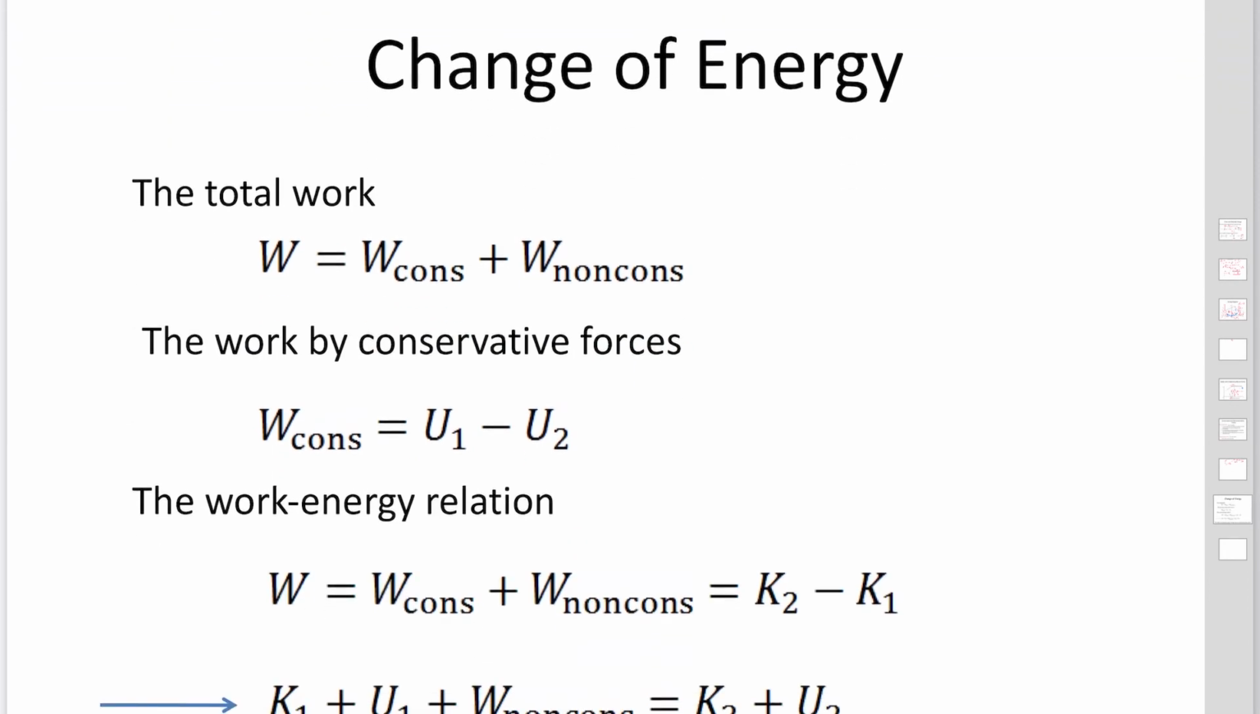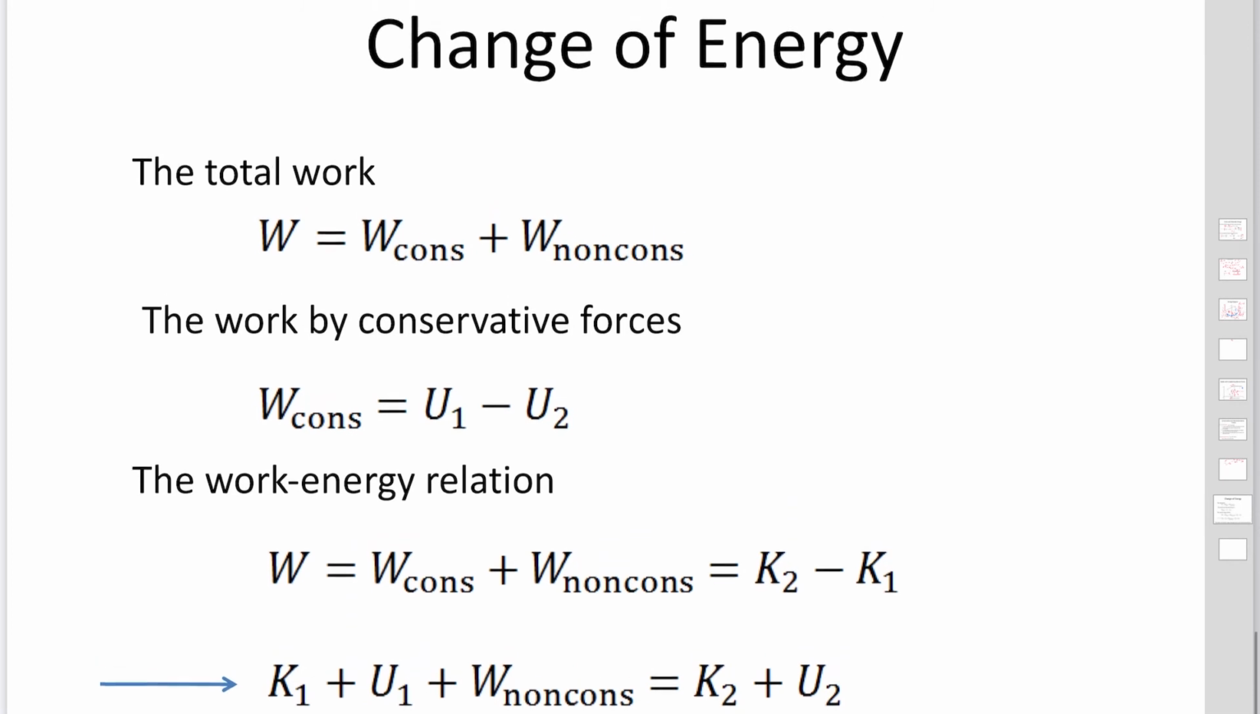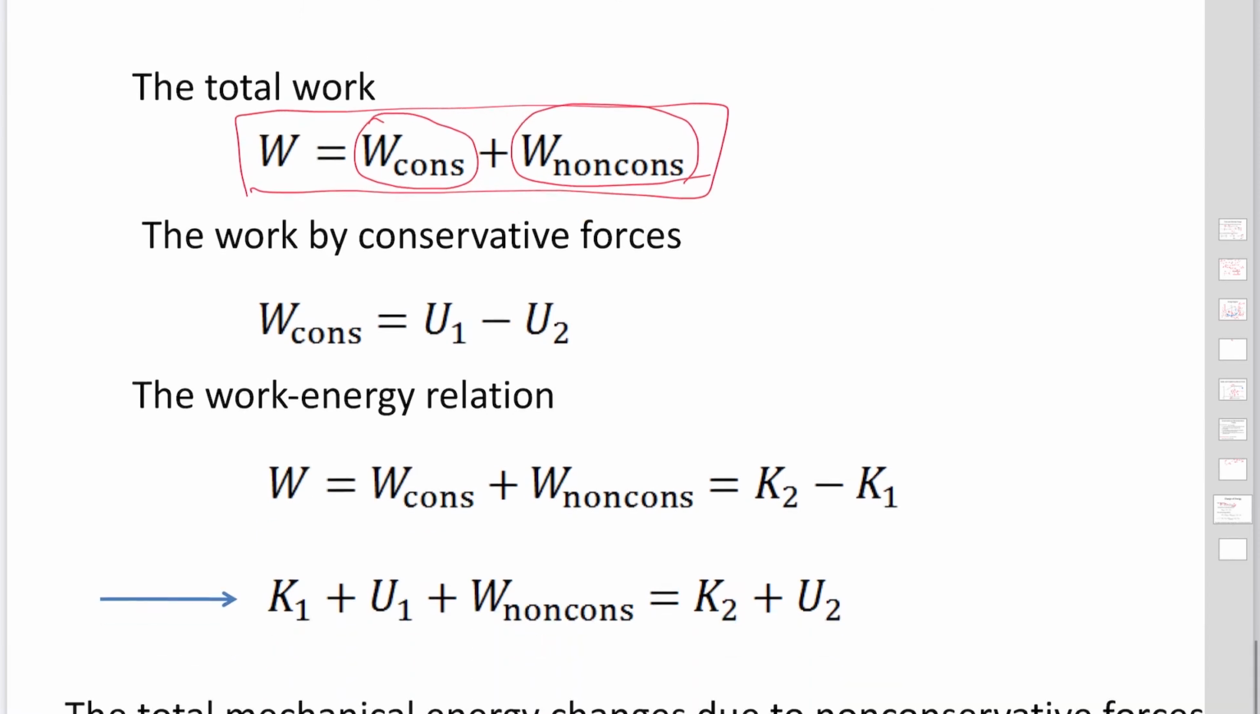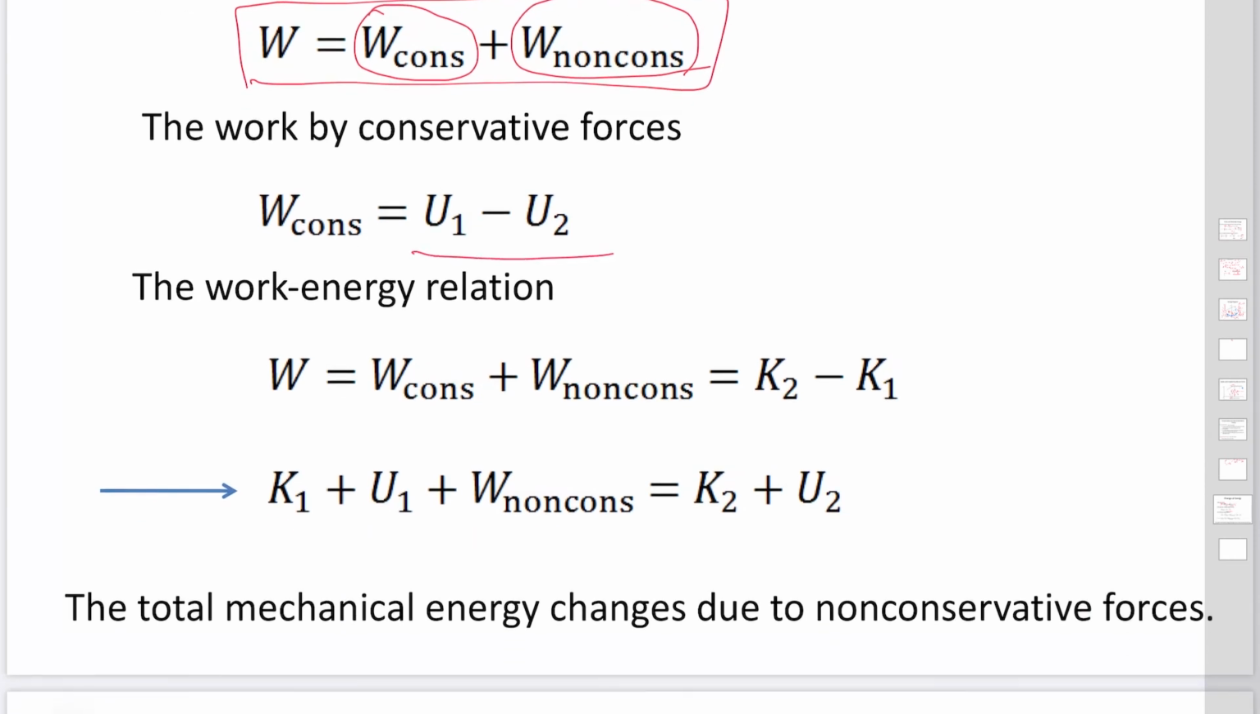Then, the change of energies. The total work done by the conservative force and the non-conservative force can be calculated as the sum of the two works. Work done by the conservative force is W sub conserve, and work done by the non-conservative force is W sub non-conserve. The conservative force work is expressed as the change of the potential energy, U sub 1 minus U sub 2. Okay, and by the work-energy relation, the total amount of work is equal to the change of the kinetic energy. This is the work-energy theorem.